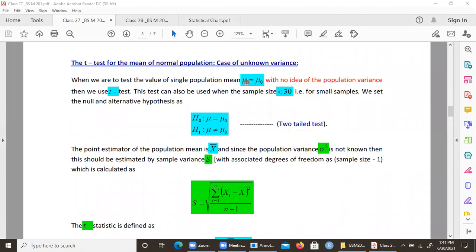I explained it in terms of a theoretical discussion, but problems were not actually done properly. So in this particular class, I'm going to explicitly explain a problem on the application of t-test for testing the validity of the hypothesis about the population mean that has been made.